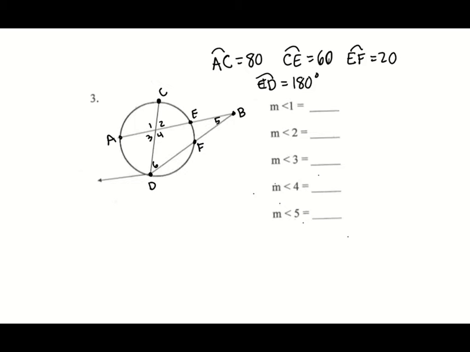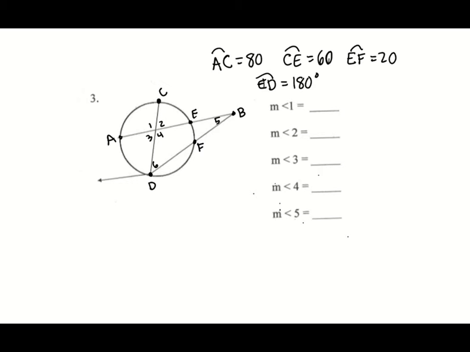Okay, for our example number 3, this is our given information. So you'll want to go ahead and label the points and the angle numbers on your diagram. And then our given information is listed up top. So the first thing I'm going to do with that given information is label it on my diagram.